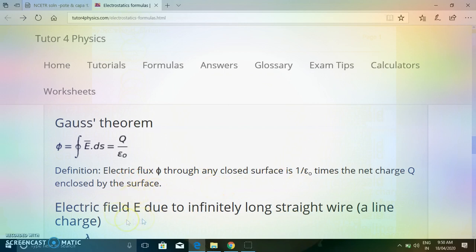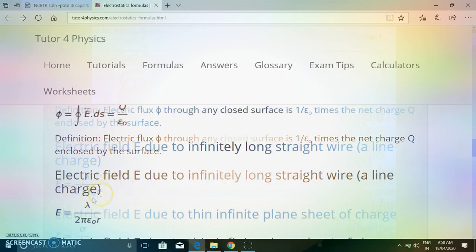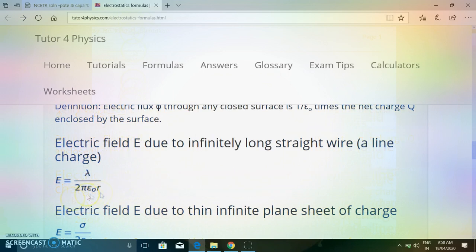Then the electric field E due to an infinitely long straight wire. Already we have done this expression because this is the first application of the Gauss theorem. If you want to learn it again, just see or subscribe to my YouTube channel. You can see this expression is there already. So E is equal to lambda upon 2 pi epsilon naught R. Here lambda is the linear charge density, epsilon naught is the permittivity of free space, and R is the distance of that point from the charge.